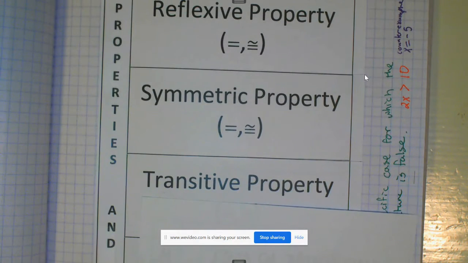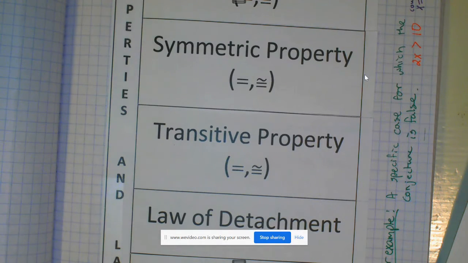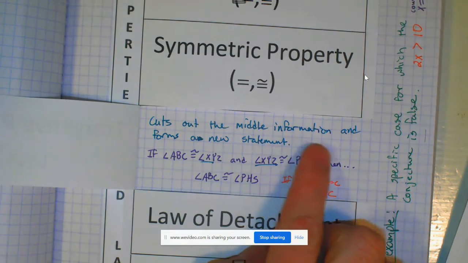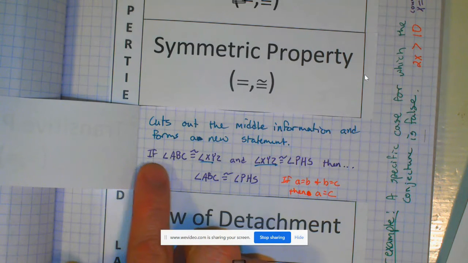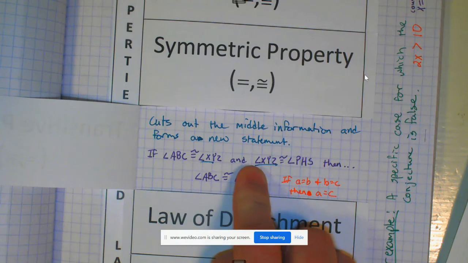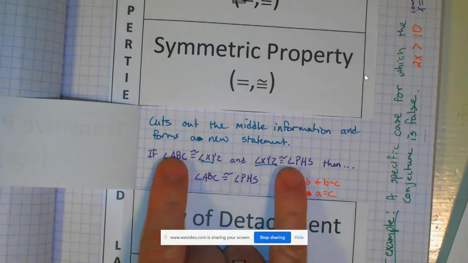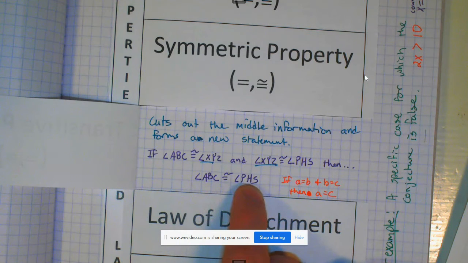My favorite property is the transitive property, and this one can be rather fun or puzzling, one of the two, as it is a linking property from one thing to the next. Okay, the transitive property cuts out the middle information and forms a new statement. Okay, so here we're going to say if angle ABC is congruent to angle XYZ, and then angle XYZ is congruent to angle PHS, then I can say these outside two things are congruent. Okay, so angle ABC is congruent to angle PHS.